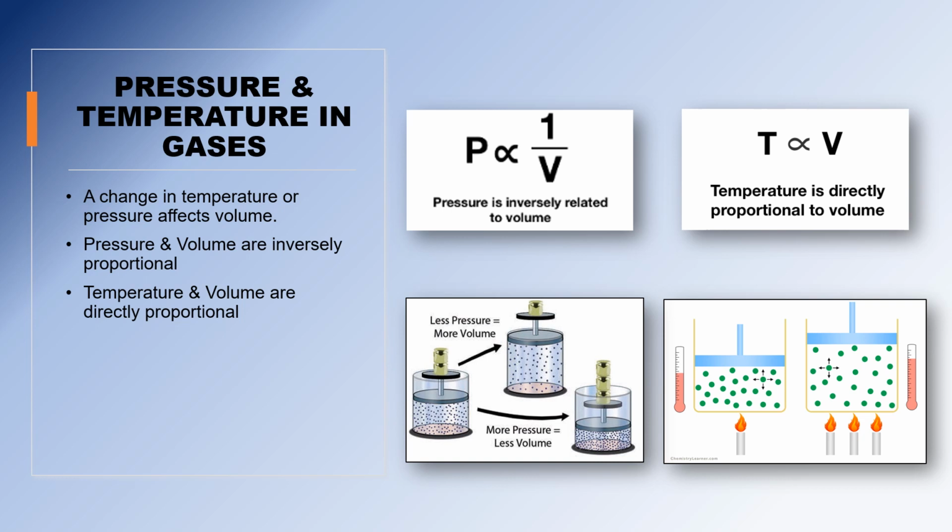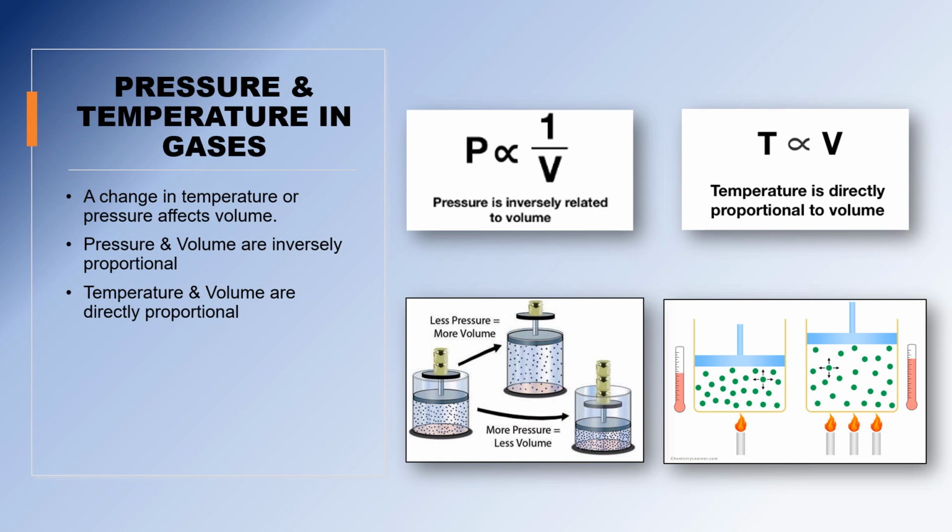Now let's talk about the effects of temperature and pressure on the volume of a gas. Pressure and volume are inversely proportional. So if you increase the pressure, the volume will decrease, and if you decrease the pressure, the volume will increase. Temperature and volume are directly proportional. So if you increase the temperature, the volume will also increase. If you decrease the temperature, volume will also decrease. Now you must be able to explain the effects of temperature and pressure on the volume of gas in terms of the kinetic particle theory.